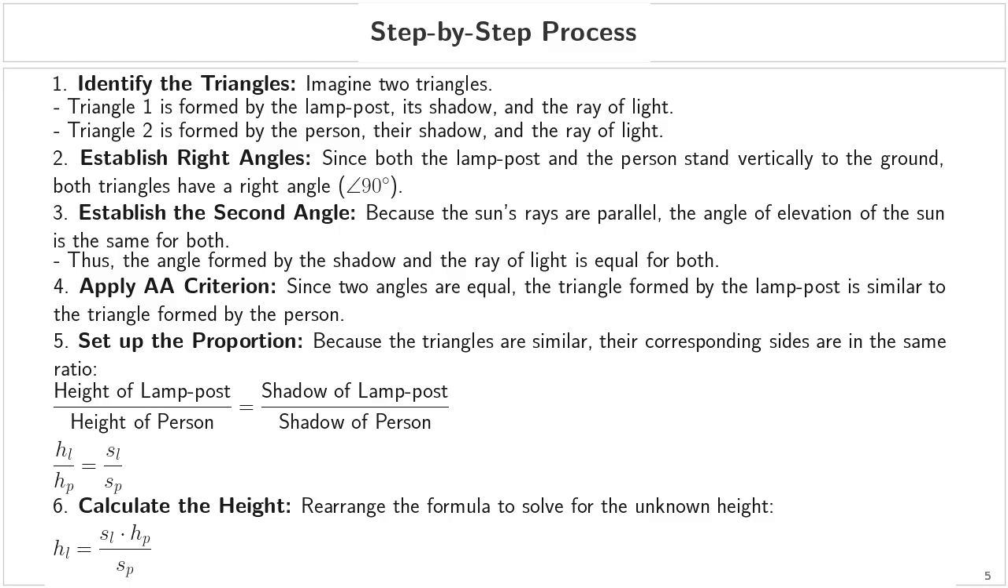Finally, the sixth step is to calculate the height. We just need to use some basic algebra to rearrange our formula to solve for the unknown value. By multiplying both sides by the height of the person and dividing by the person's shadow length, we get our final working formula: H_L equals (S_L times H_P) divided by S_P.